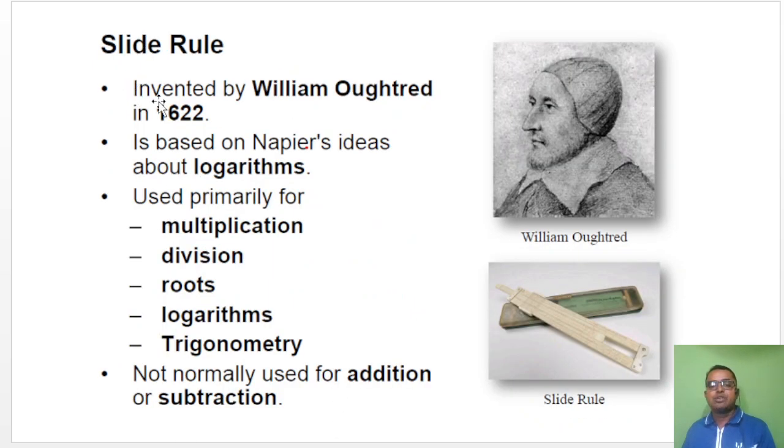Next one, slide rule. The slide rule was invented by William Oughtred in the year 1622. It is based on Napier's idea about logarithms. It is used primarily for multiplication, division, finding roots and logarithms, and for calculating trigonometric values. Not normally used for addition or subtraction. Remember this one, slide rule is used for multiplication.